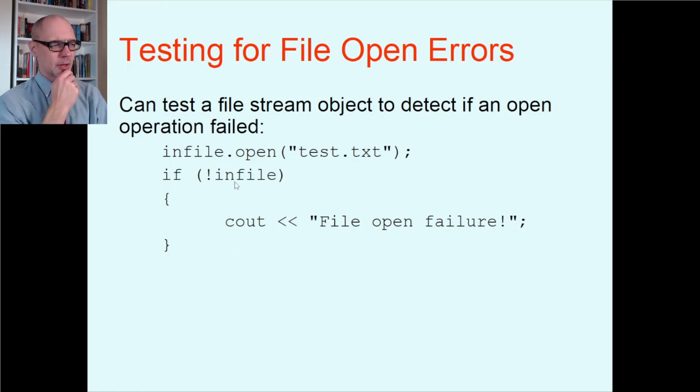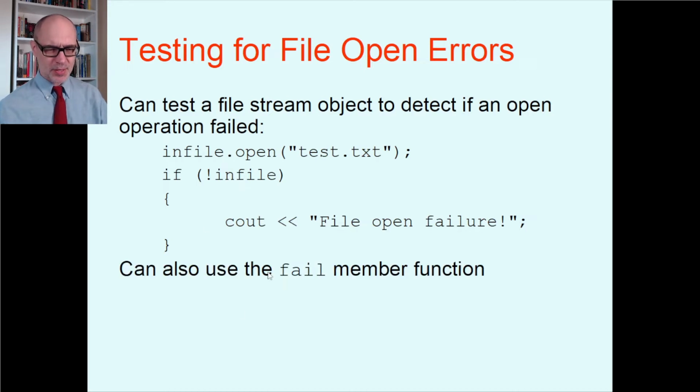Now I guess there's another option here. That's what I normally do because it's the shortest thing, just treat the name of the file object as a Boolean, true or false. And so if it's false, throw up an error message here. There's a second option here. There's another object member function. In addition to open or close or stuff like that, there's a function called fail.